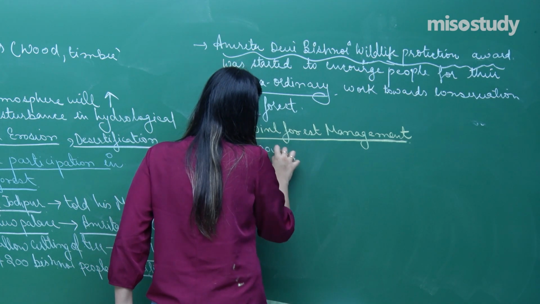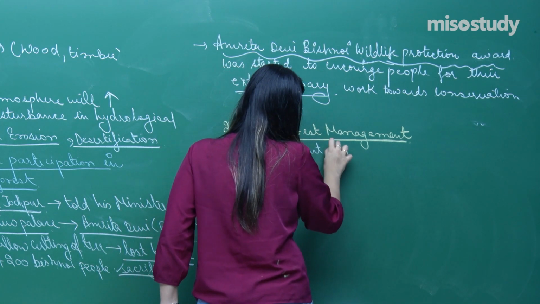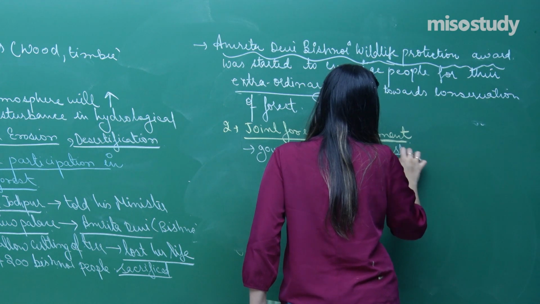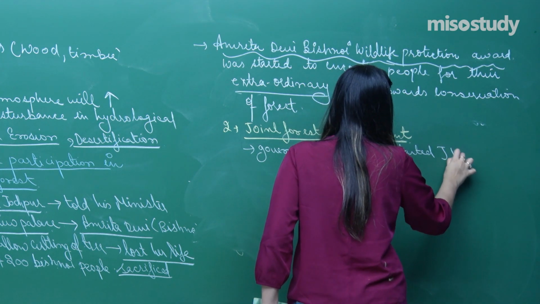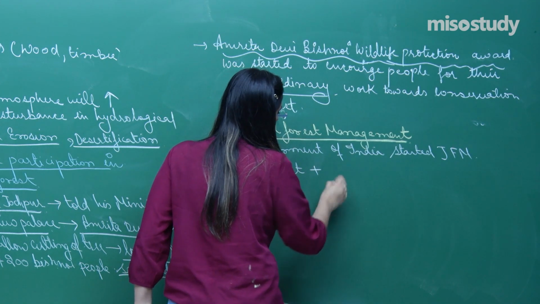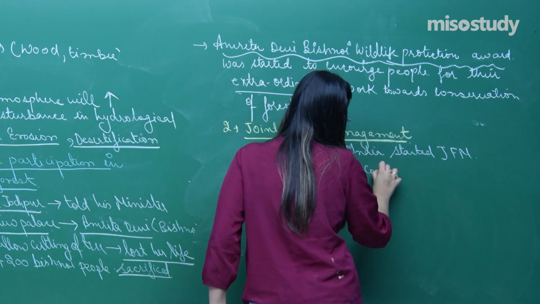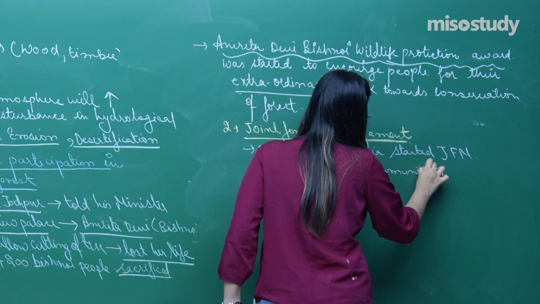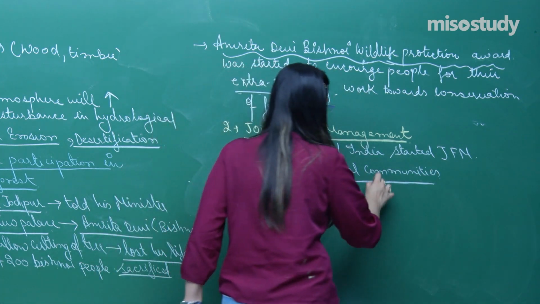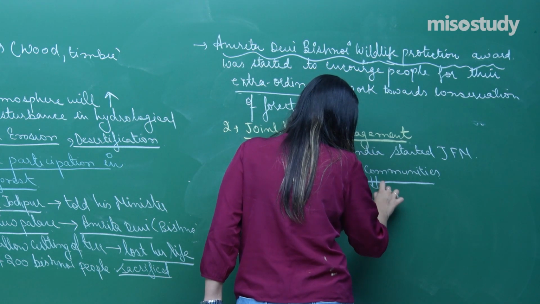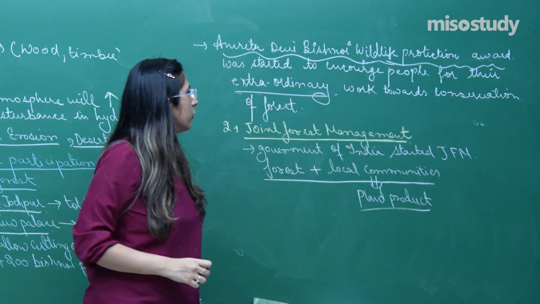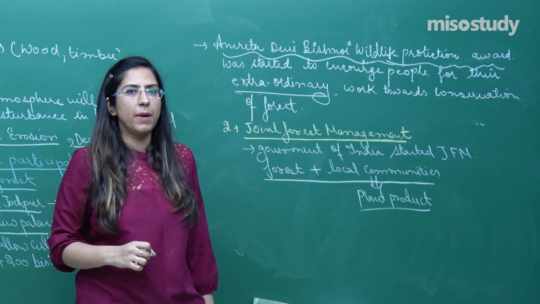So the Government of India started JFM, where forest people work with local communities, and in turn the local community used to get plant products. Right, so this was JFM, that is joint forest management.